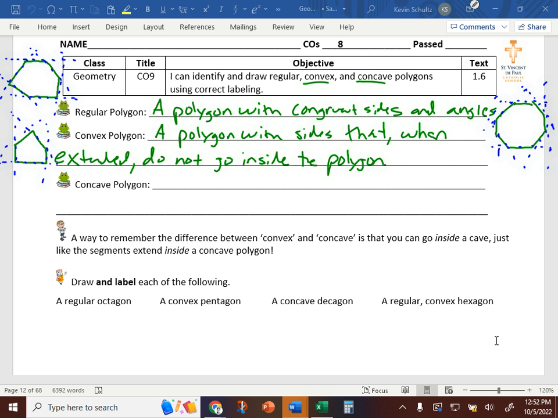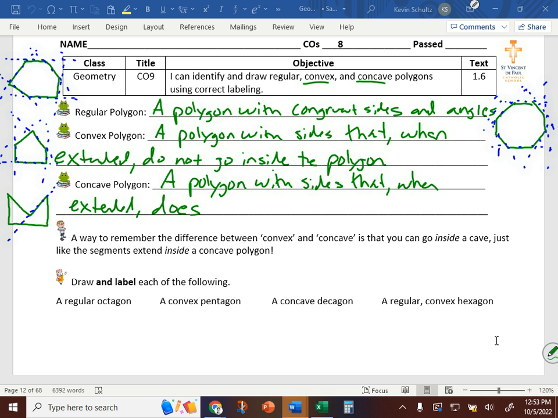An example of a concave polygon, which is just exactly the opposite. Here's an example of a concave polygon where if I were to extend these sides, notice how I'm going through the figure. So a concave polygon is a polygon with sides that, when extended, do go inside the polygon. It doesn't have to be all the sides, it only has to be one of them.